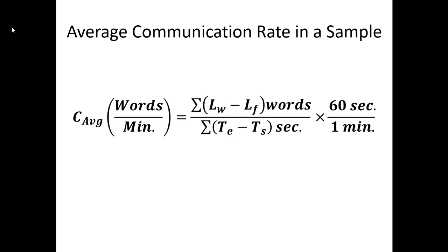Now, to compute the average communication rate in a language sample, Romich and Hill add the total number of words that are included in analyses of communication rate for individual utterances and divide that sum by the total amount of time used to produce those utterances. So there's adding up the sum of the words in each utterance, adding up the duration of each utterance in seconds, and then converting from seconds to minutes.